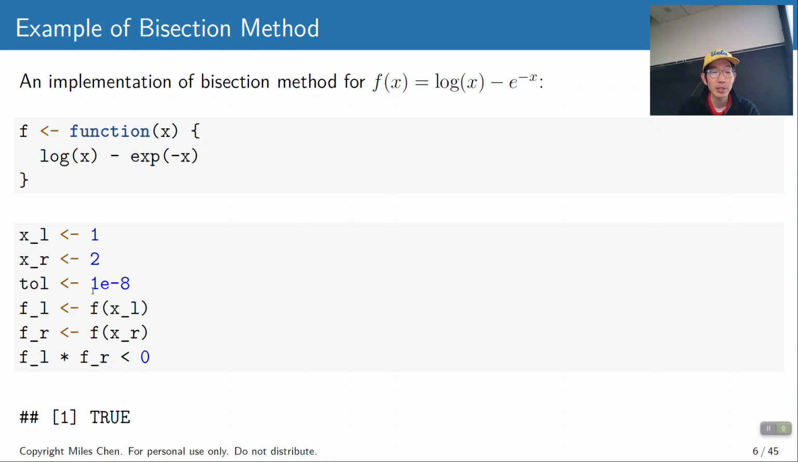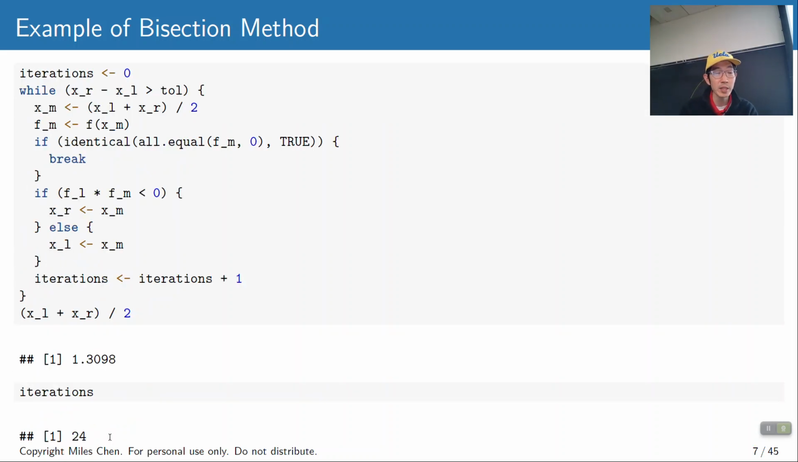And we're going to calculate the function at x on the left, and I'll call this FL. The function at x on the right will be FR. And when we do that, do the left side and the right side have opposite signs? FL times FR, is that less than 0? That is true. So that means there is a root somewhere in there. And this is the bisection method code written up.